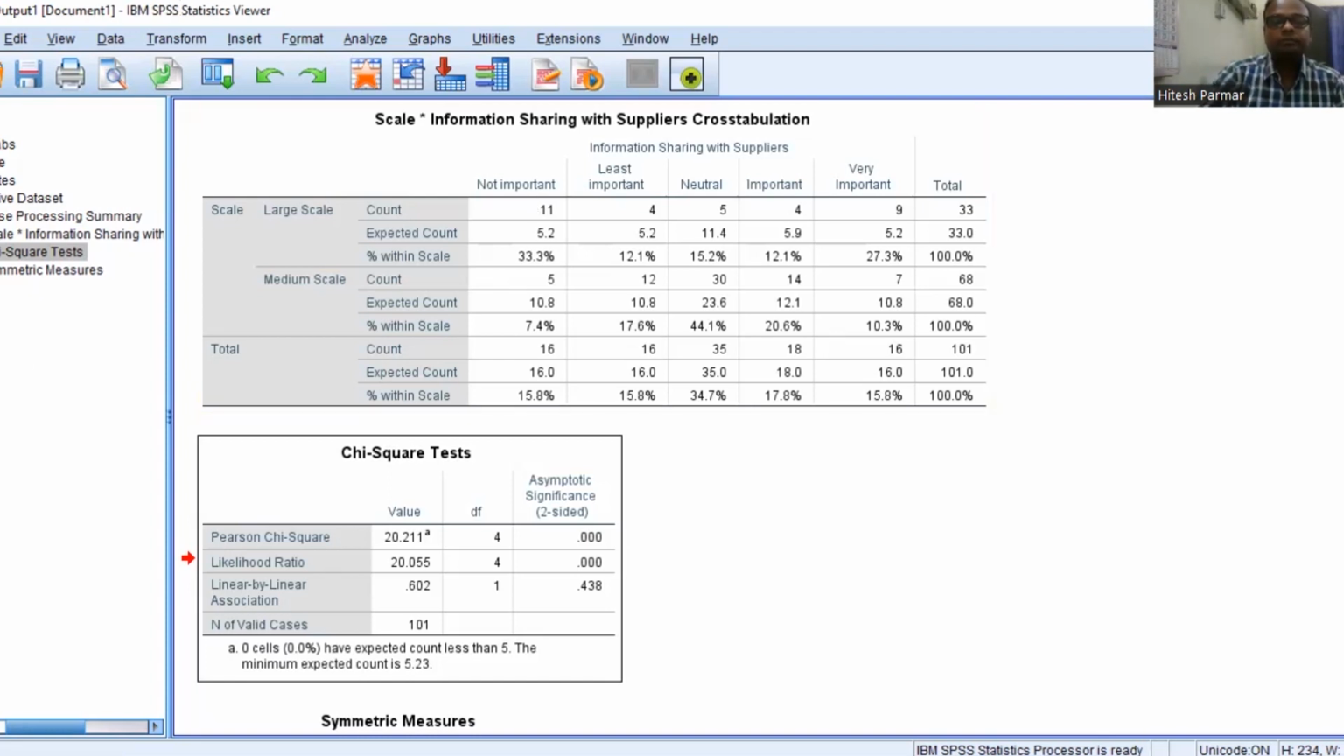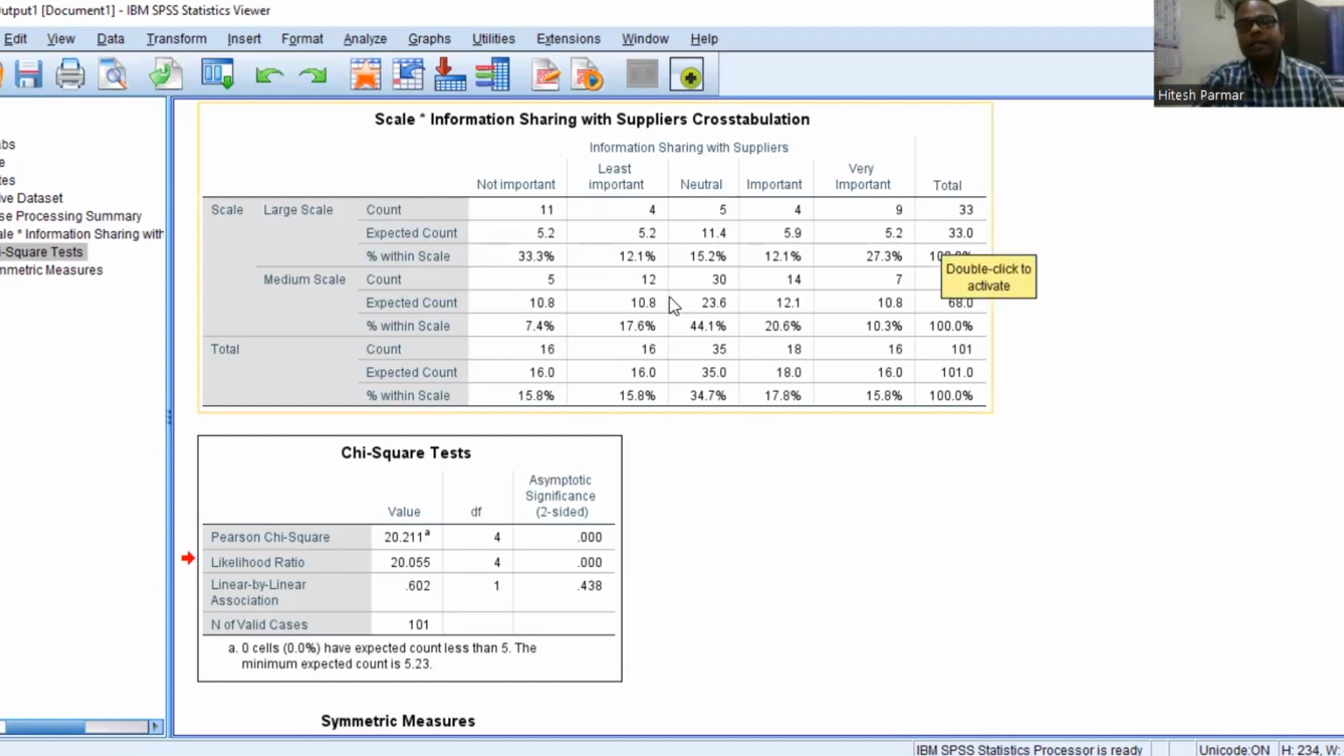Now, let us interpret the results. These counts are your observed frequency. This 11, 4, 5, 4, 9, these are the observed frequency. And then expected counts are given, 5.2, 5.2. These are the expected count, ideal situations.